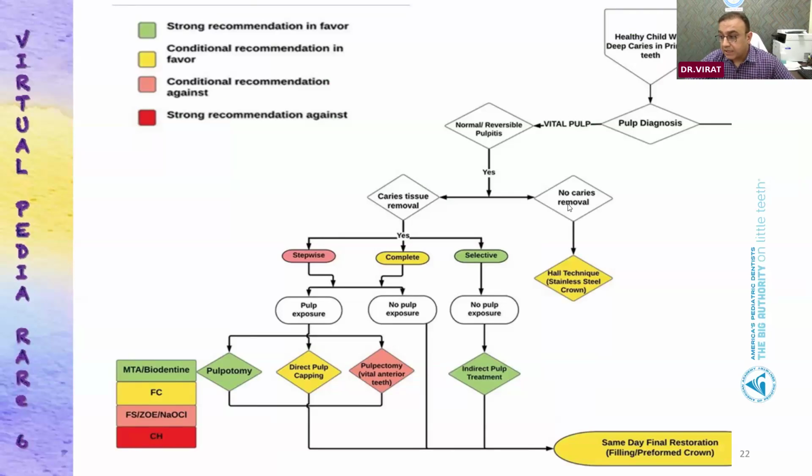As per AAPD guidelines, in cases of pulp exposure, they strongly recommend MTA or Biodentine pulpotomy, which is highlighted in the green boxes. In cases of no pulp exposure, selective caries removal and indirect pulp capping is advocated.